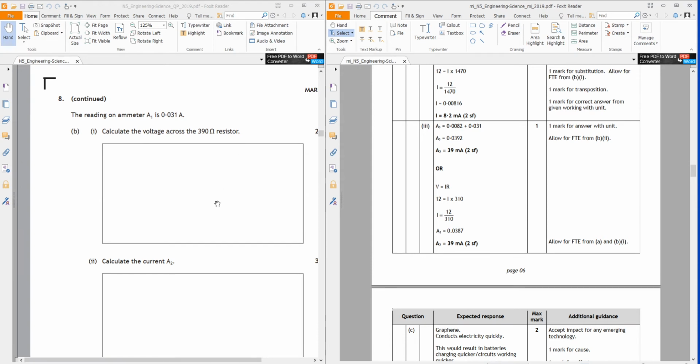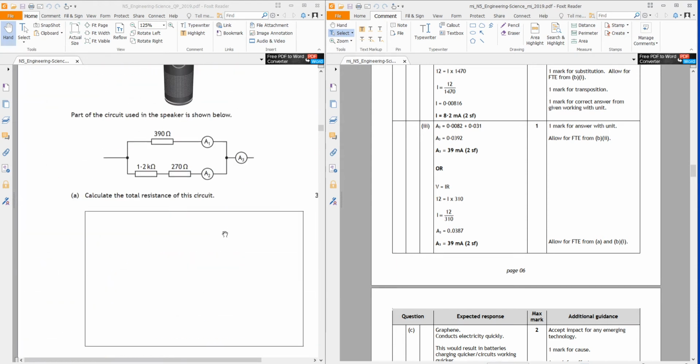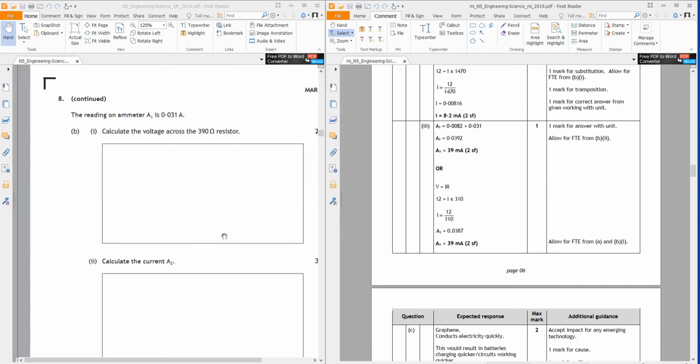So the voltage across the 390, oh, I've done that.